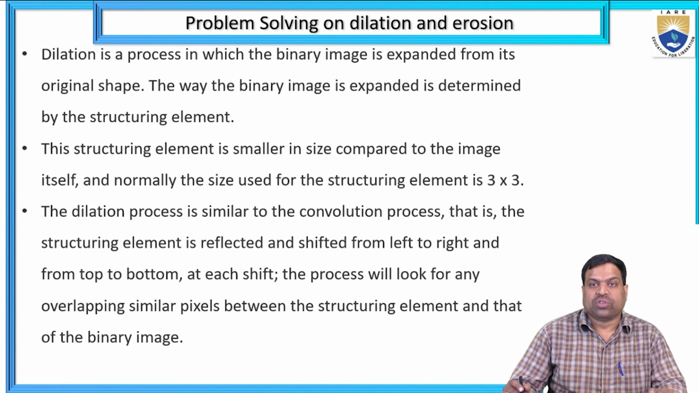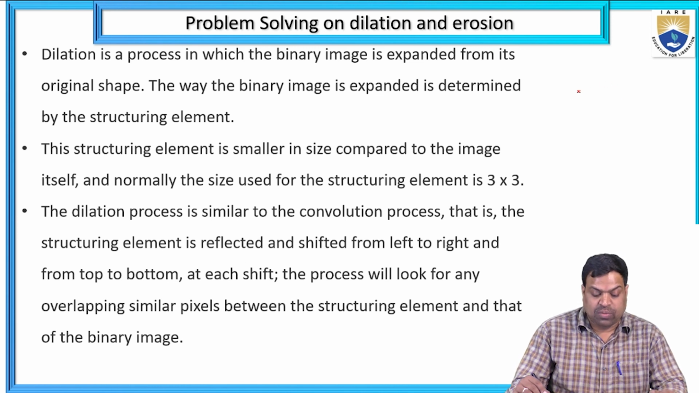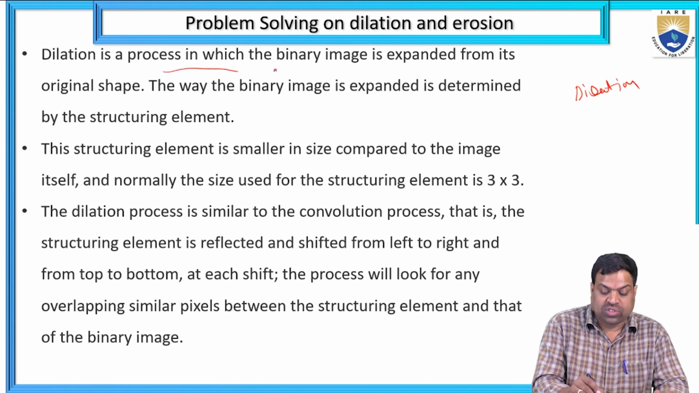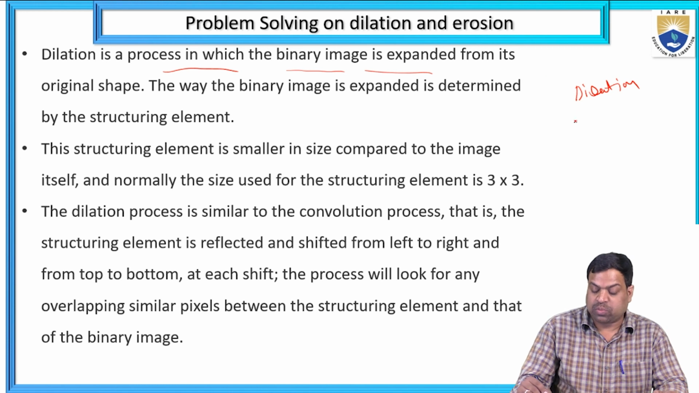The dilation process is similar to the convolution process, that is, the structuring element is reflected and shifted from left to right and top to bottom, and at each shift the process will look for any overlapping similar pixels between the structuring element and the binary image. Any of those we take for the dilation. So dilation is a process in which the binary image is expanded.